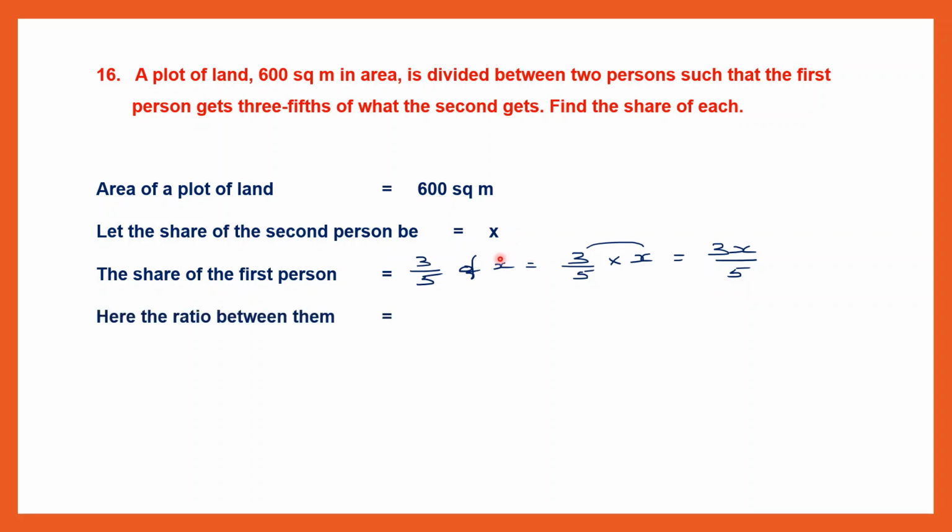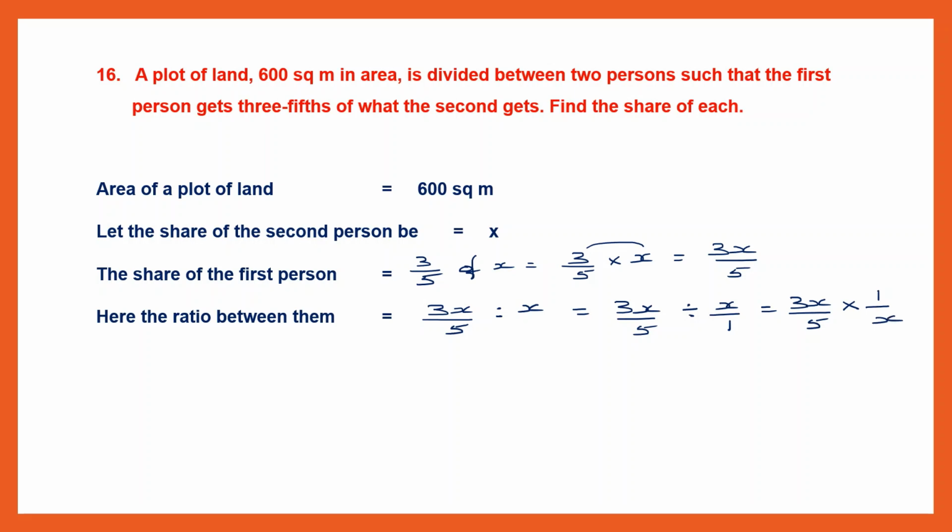Now let's write the ratio between them. So what will it be? First person is 3x/5 and the second person is X. Okay, now to find this ratio, remember ratio is also division. So 3x/5 divided by x/1. So this will be 3x/5. Remember, division becomes multiplication. X/1 becomes 1/x.